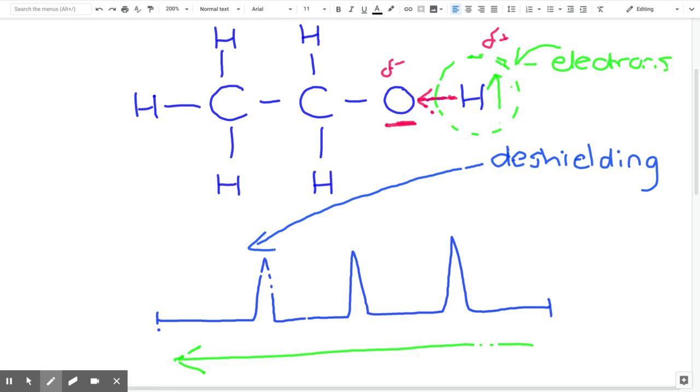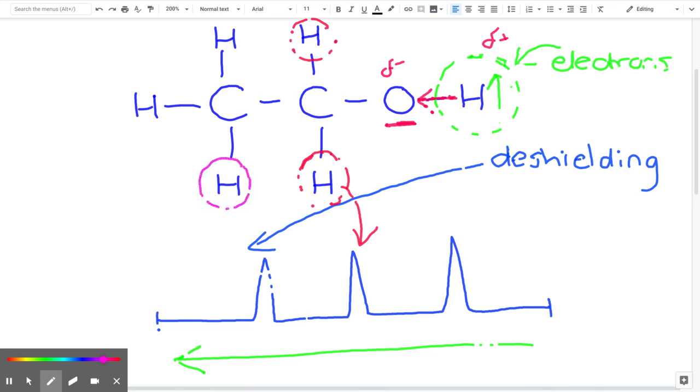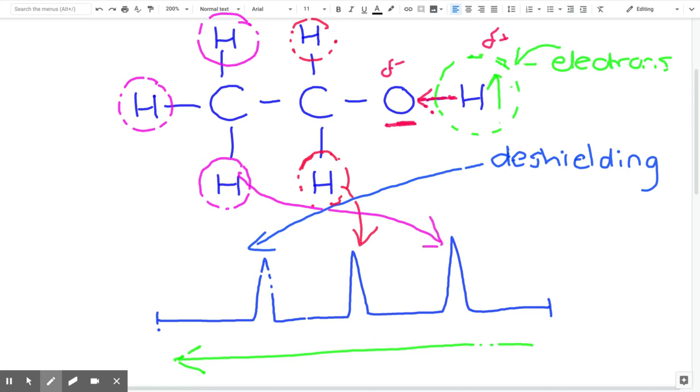As a result, the next set of de-shielded protons are probably these ones, which are the ones, again, adjacent to the oxygen. So they are probably responsible for that peak. And as a result, the protons furthest from the electronegative atom are the ones which are not de-shielded. They are going to live towards the right-hand side of the spectrum.